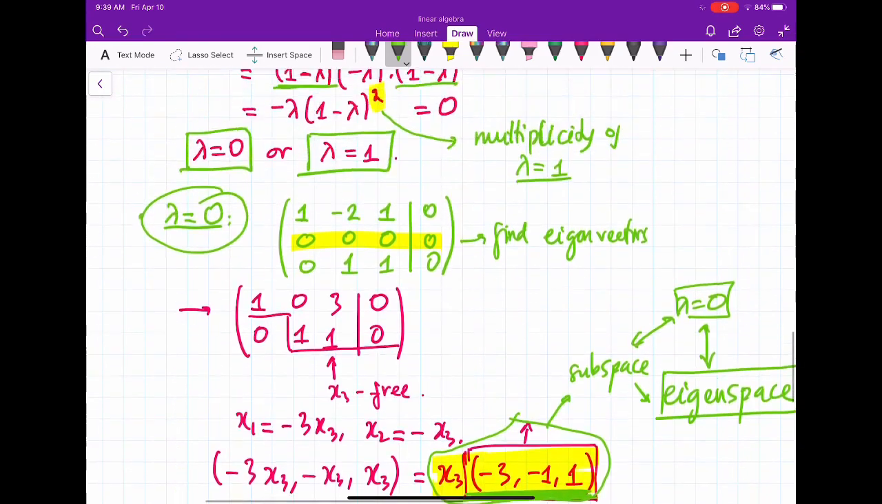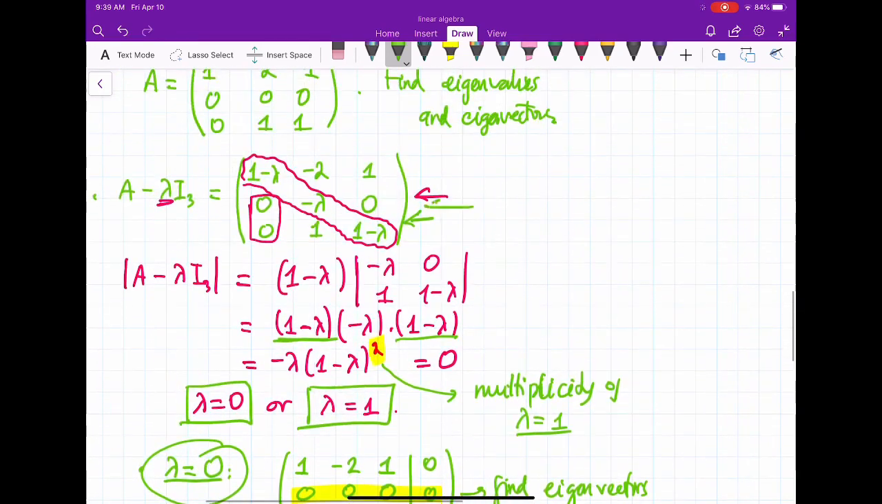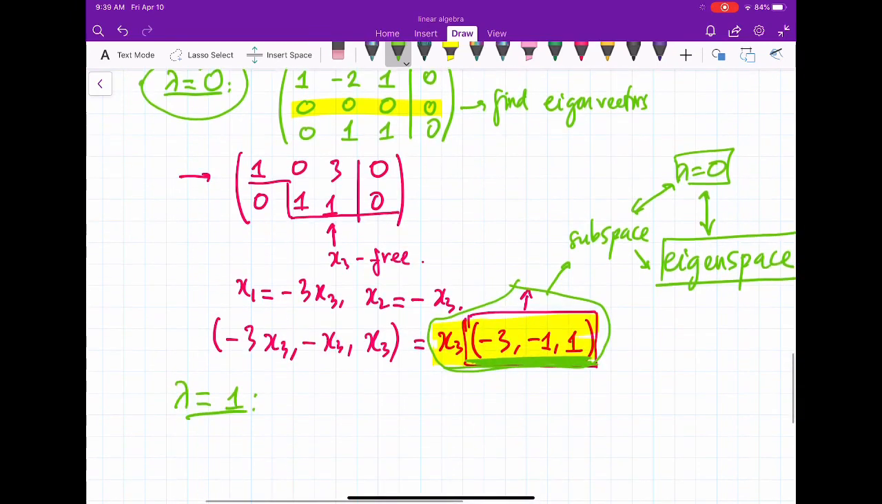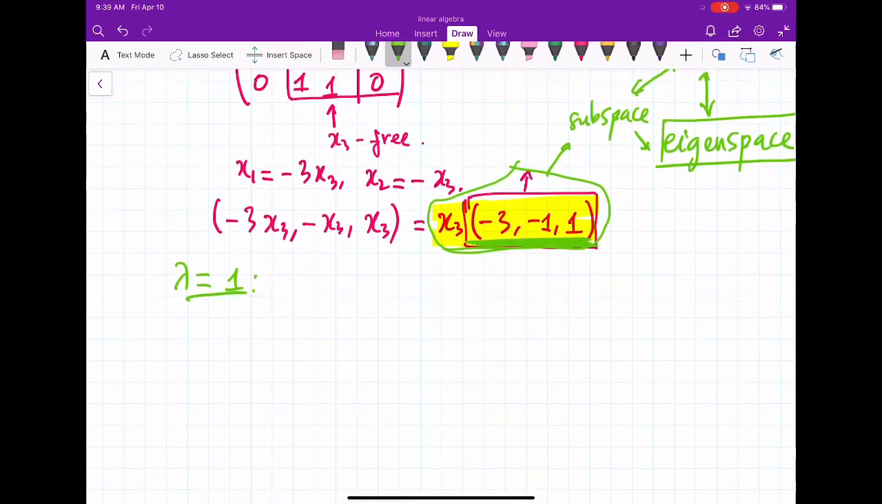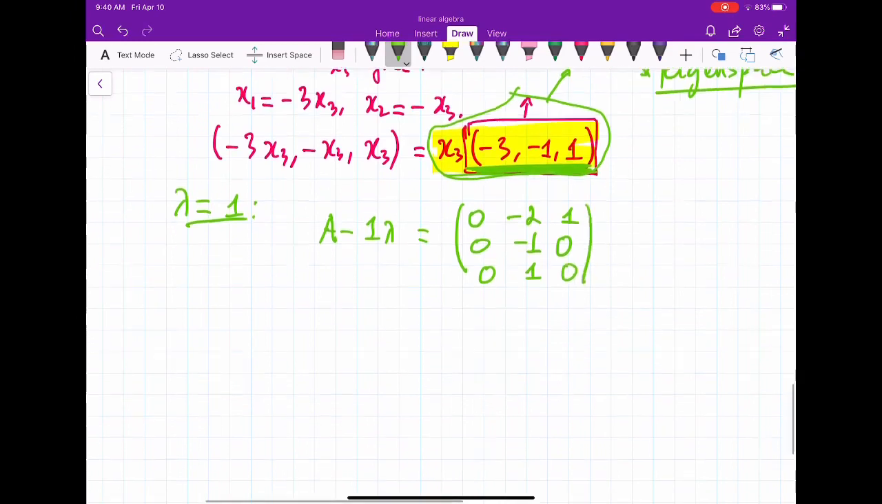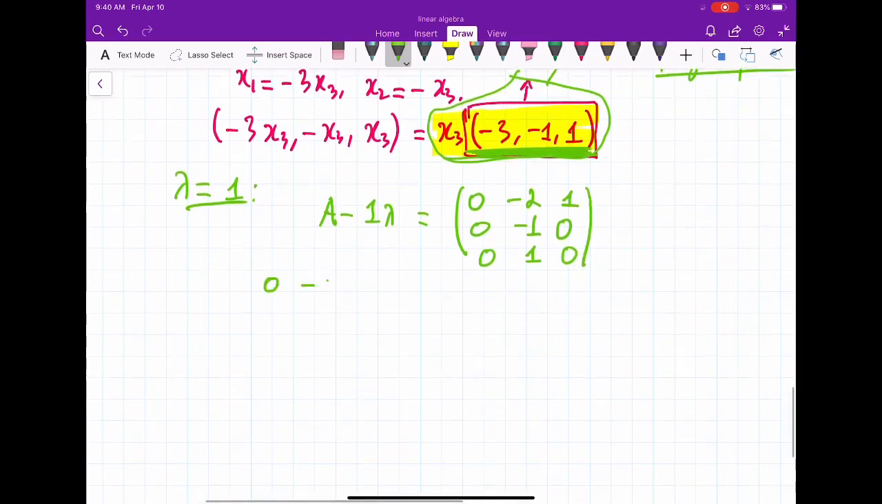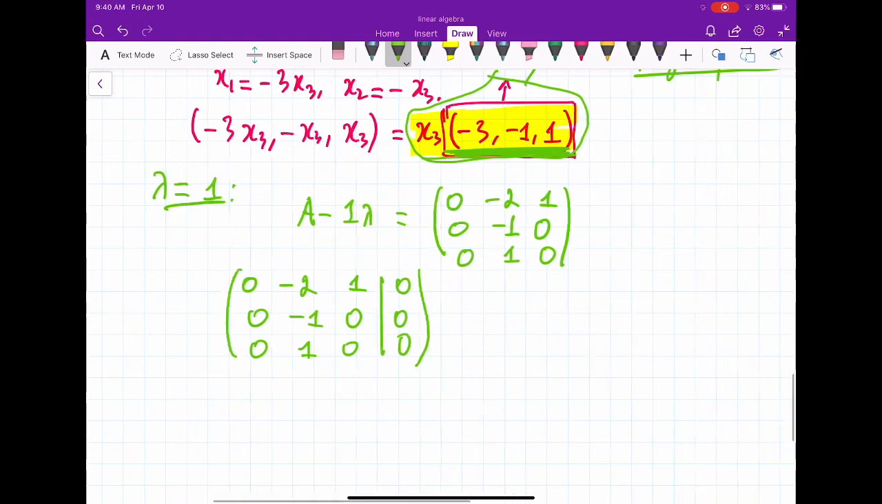Again, we plug 1 into this form, right? So I have the following one. A minus 1 times I equal to 0, negative 2, 1, 0, negative 1, 0, 0, 0, 0, 0, 1, and 0. Okay, and we need to solve the system 0, negative 2, 1, 0, negative 1, 0, 0, 1, 0, and 0, 0, 0 in here to find eigenvectors.